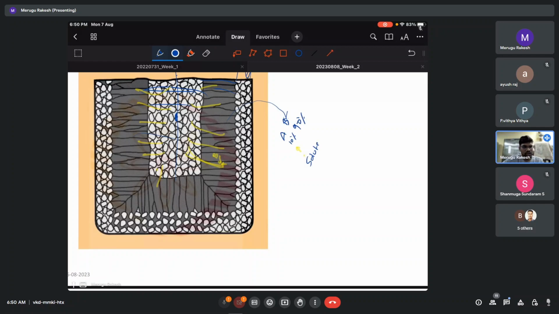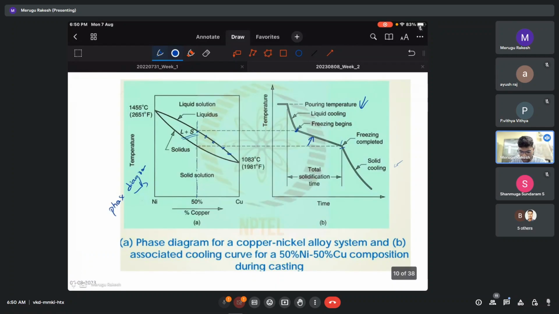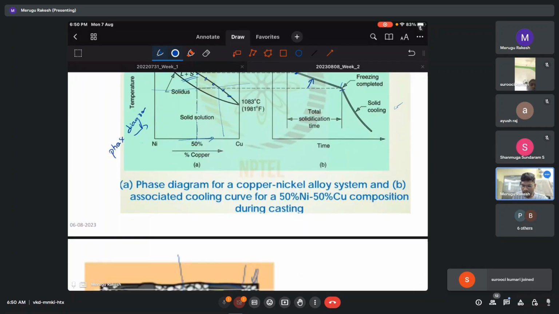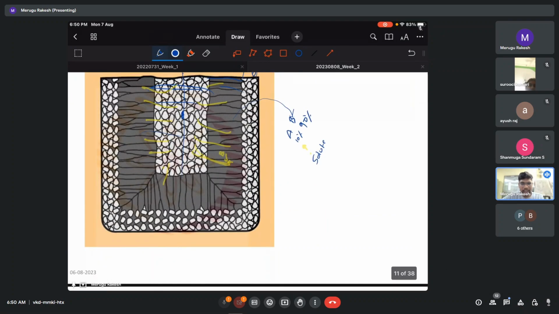Okay, this is called solute rejection, or segregation of solute, which is going to be collected at the center. And if you see here, as the solute concentration increases, the melting point drops drastically. That is why at the center you again get a mushy zone, consisting of solid grains as well as liquid of the other phase. That is why this microstructure is different from pure metals.